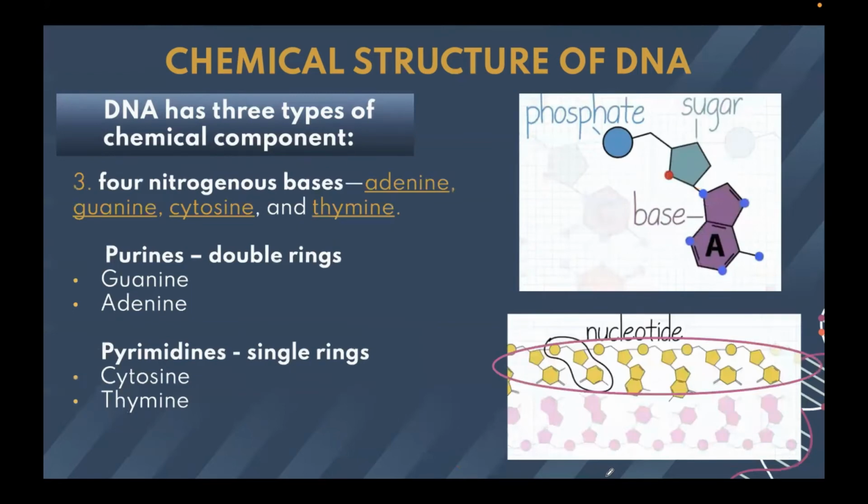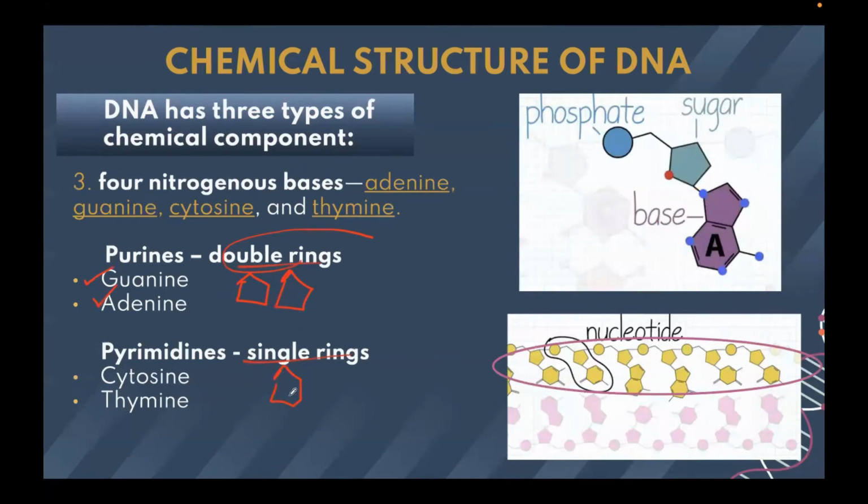Next is your four nitrogenous bases, namely adenine, guanine, cytosine, and thymine. Do not forget that the purines, namely guanine and adenine, have double rings. Okay, imagine natin marunong akong mag-drawing. Double ring siya. Purines, double rings. Pag pyrimidines naman, single ring lang siya, namely your cytosine and then your thymine.